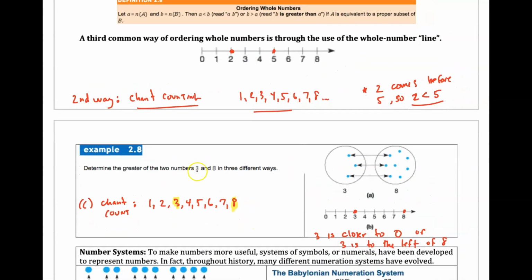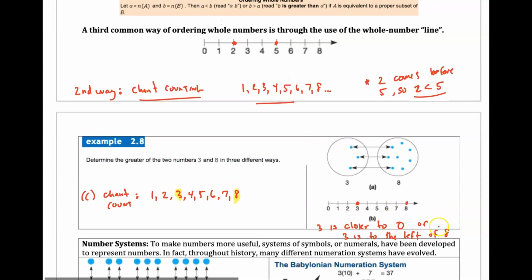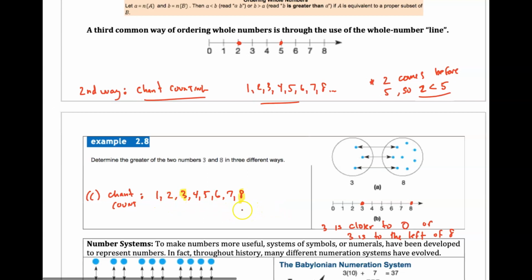And let's look at this official example. How do we determine which number is greater, 3 or 8? Set notation here, right? Checking to see how many are in the set. Number line, looking at number line, 3 is closer to 0, or 3 is to the left of 8. And then you also can count, and then 3 comes before 8.